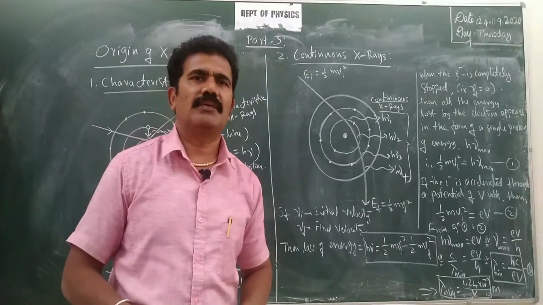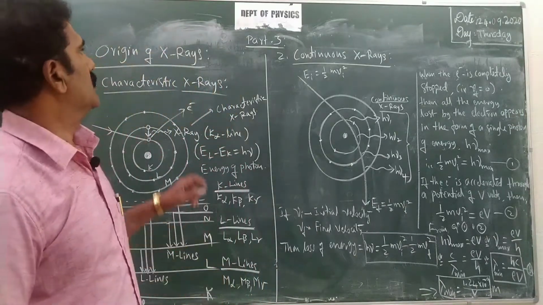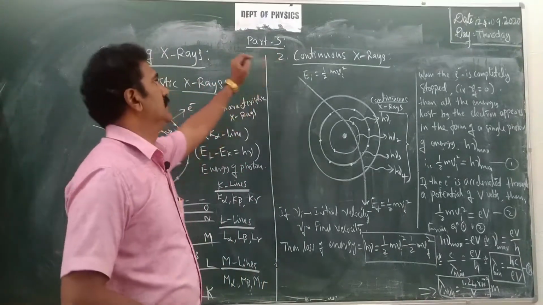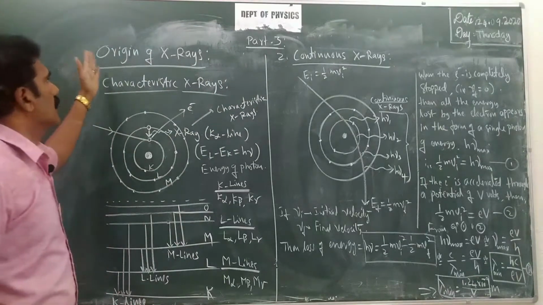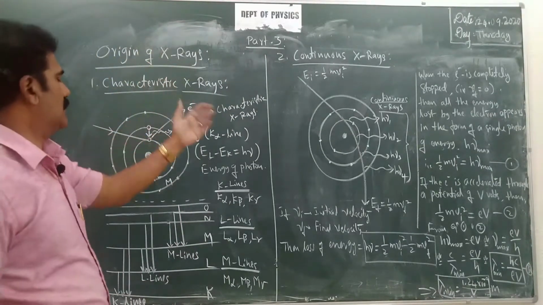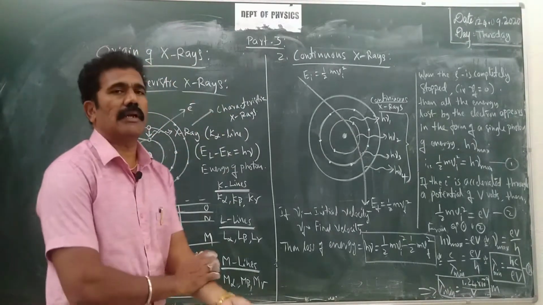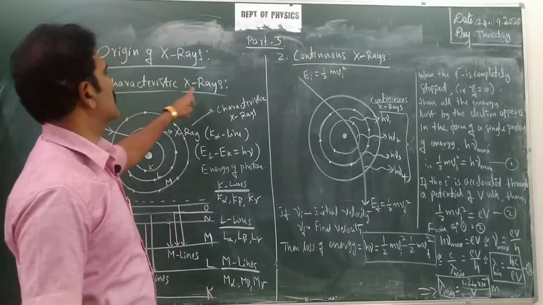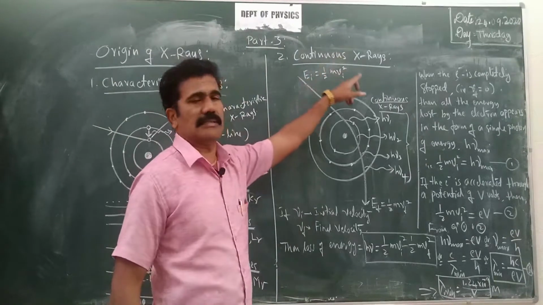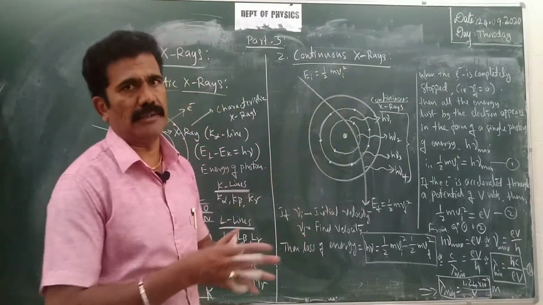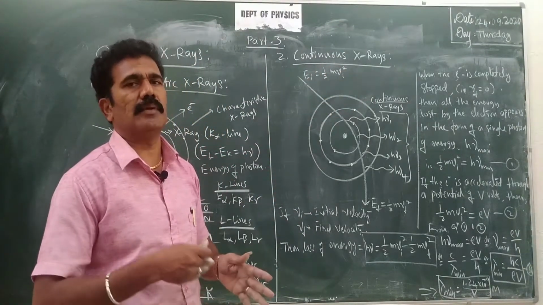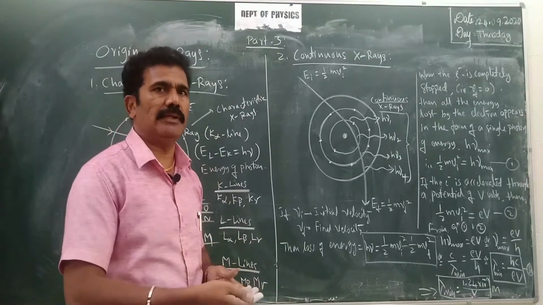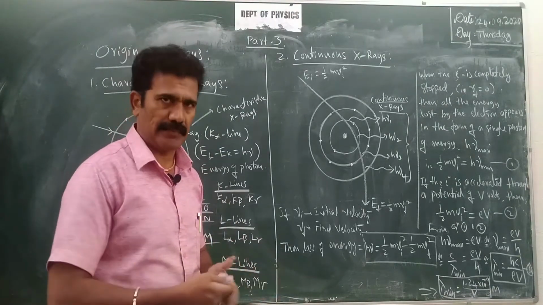Okay students, welcome back to this video. So in this part of video 3, I am going to explain the origin of X-rays. As I told in the previous video, we can classify the X-rays as characteristic X-rays and continuous X-rays, based on their quality. Quality in the sense it may have different frequency, different wavelength or different penetration power.